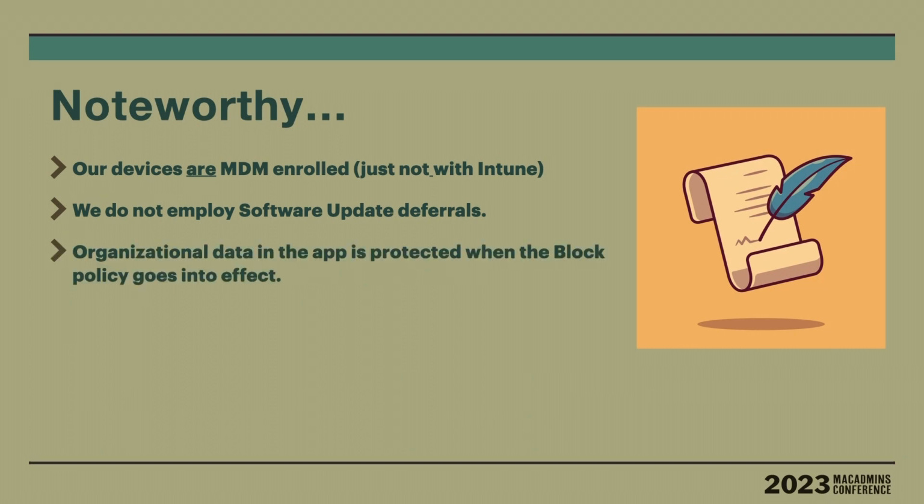The organizational data in the app is protected when the block policy goes into effect. So that means if your Outlook app is configured with your Google personal account, your Apple personal account, and your organizational account, that organizational account sits in a completely separate space. It's because Microsoft has developed an Intune SDK that they're leveraging to make that separation. Essential apps, settings, and user preferences are untouched.